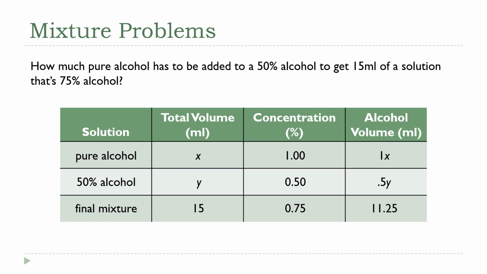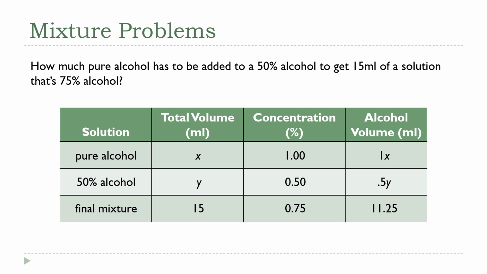How can we get equations from all of this? Well, look at that total volume column, and forget variables for a minute. If I have, let's say, hypothetically, 10 milliliters of pure alcohol and 30 milliliters of 50% alcohol, and I pour them together into one big beaker, how much do I have? Well, volumes add up. If you take 10 milliliters, add 30 milliliters to it, you get 40 milliliters. Same thing with the alcohol volume values in the last column.